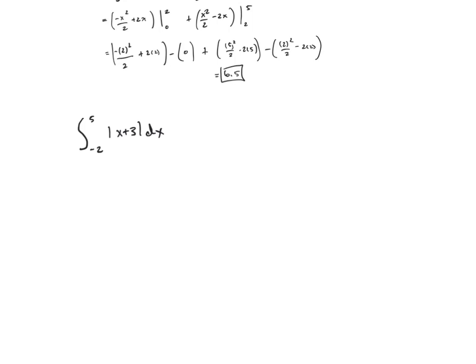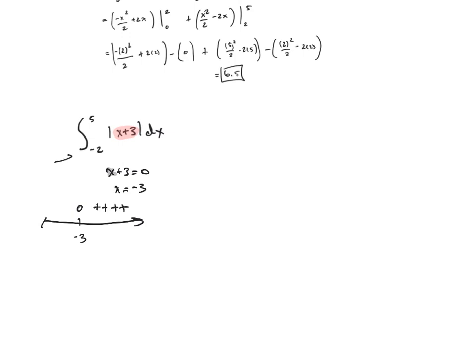Well, the first thing I do is I look at the inside of that function, and I look for when is it equal to 0. Okay, so I look at x plus 3 equal to 0. Subtract 3 from both sides would tell me x equals negative 3. So if I think about this function, if I plug in a negative 3, I would get 0. If I plug in any number bigger than negative 3, it's going to be positive.